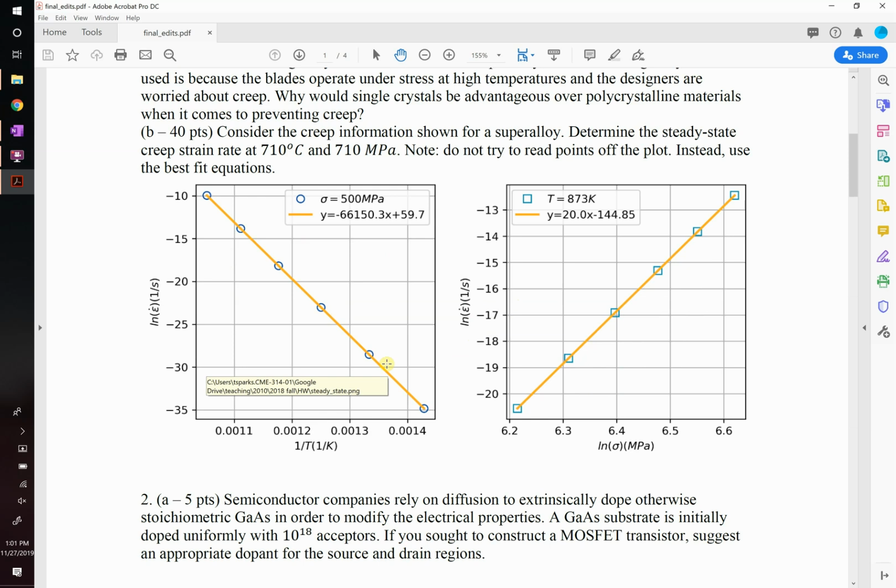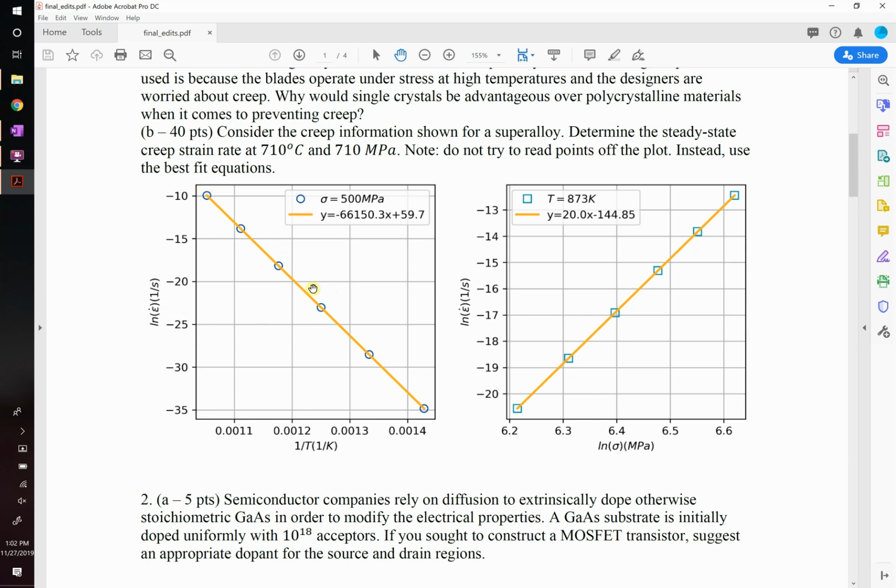On the plot on the left, you see the natural log of the creep strain rate. You know that because it's epsilon with the dot. That tells you it's a rate of strain, right? And then over here, you've got 1 over temperature. On the other hand, you've got the exact same thing, but it's natural log of stress as opposed to 1 over temperature. So what did I ask you? I said determine the steady state creep strain rate at some temperature and some stress, right? So if you look at this, you could try and figure out what the strain rate is, right?